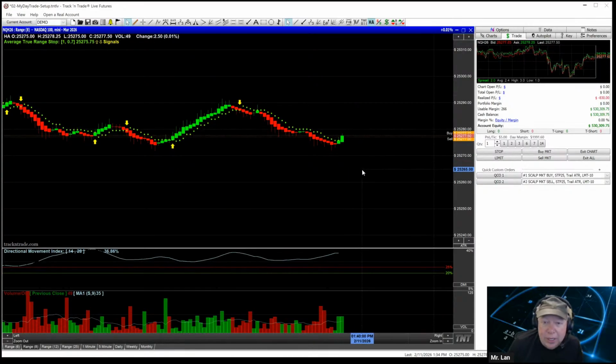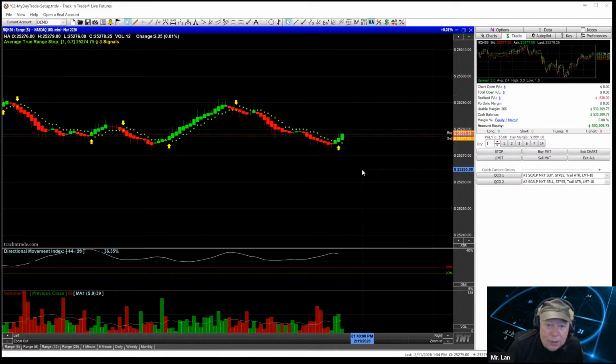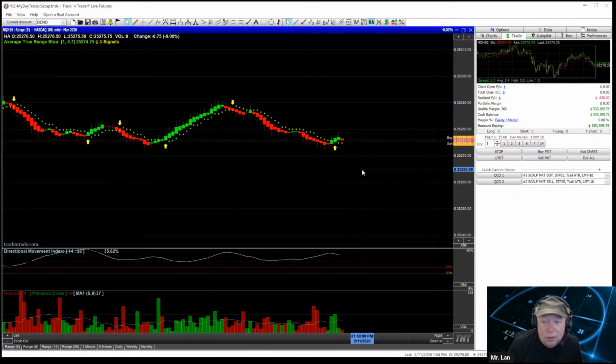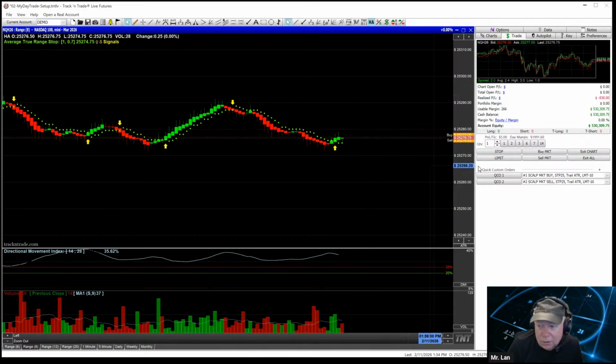Okay, what's it doing now? Just trade the arrows, Land. Just trade the arrows. Not all the arrows are perfect. Just trade the arrows, Land.